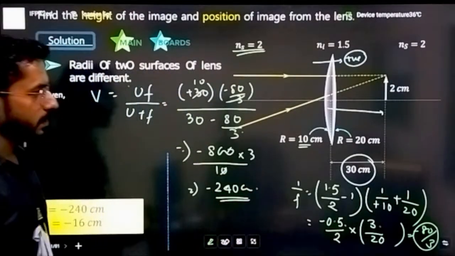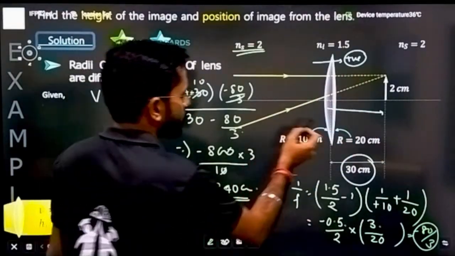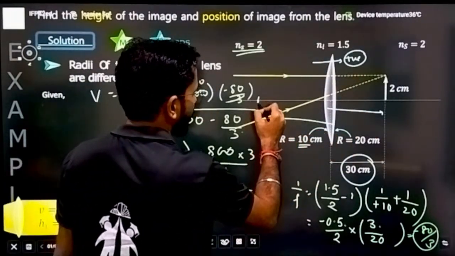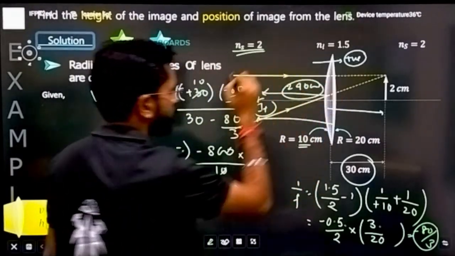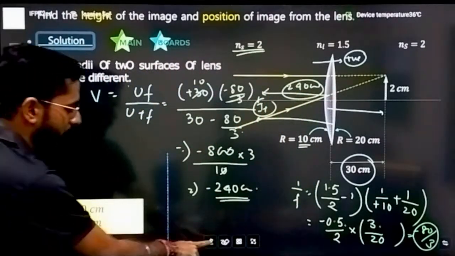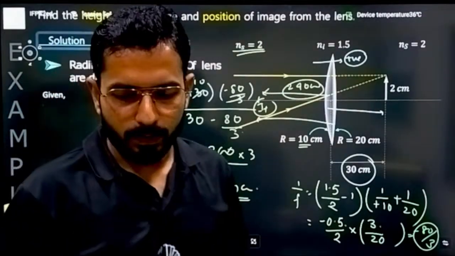Now what is this distance reflecting? This is the positive direction. That means the image is forming on the other side, in the negative direction. And what is the distance of the image from here? It is equal to 240 centimeter. First thing is clear here, correct? Now what will you do? The image we have found.